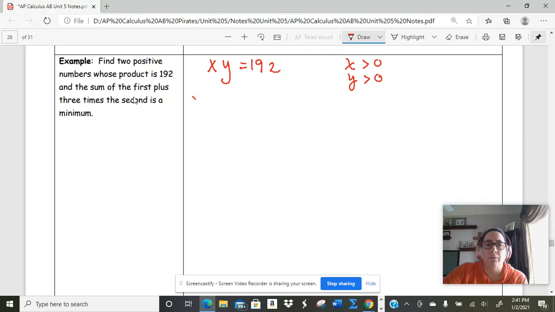And then it says the sum of the first plus 3 times the second, and that is what I am looking to minimize. Okay, well, I've got this into 3 different variables, which isn't good. So I need to get this into 2. So I'm going to use, since this is the formula that I want, okay, it's kind of like step 1, I'm going to use this to plug into one of these 2. So I can see that x is 192 over y.